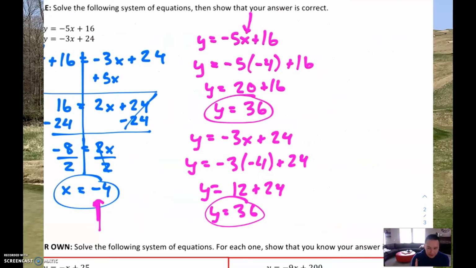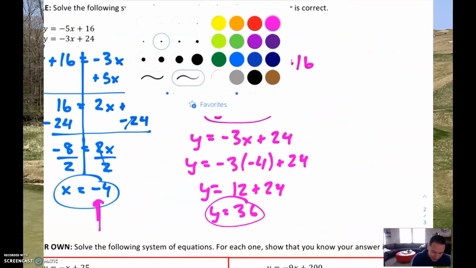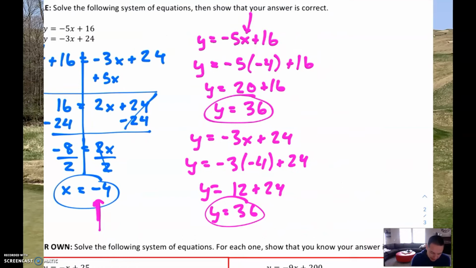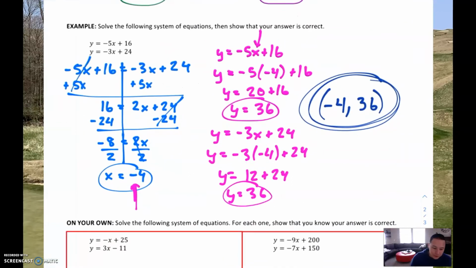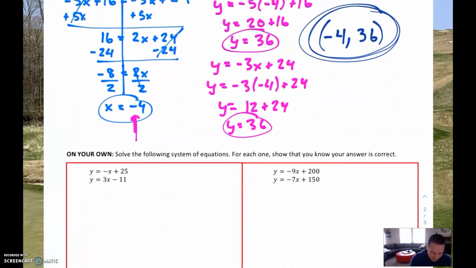So for our final answer, remember to write your answer as a coordinate. Our x coordinate was negative 4, and our y coordinate was 36, and there is your final answer. You have 2 of them to do on your own for your assignment.